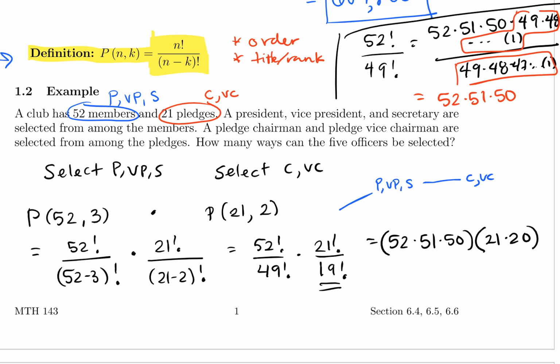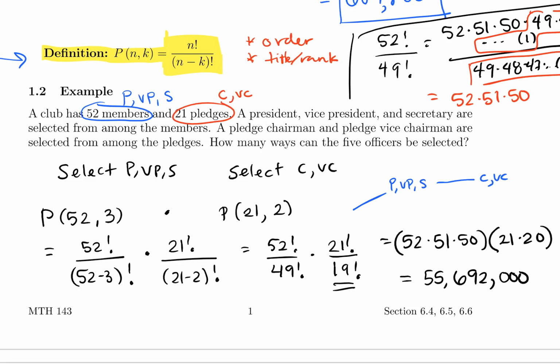And so now we can just multiply this out using our calculator, and we end up with 55,692,000 different ways that we can select a president, vice president, secretary, and a chair and a vice chair from the students that we have available.